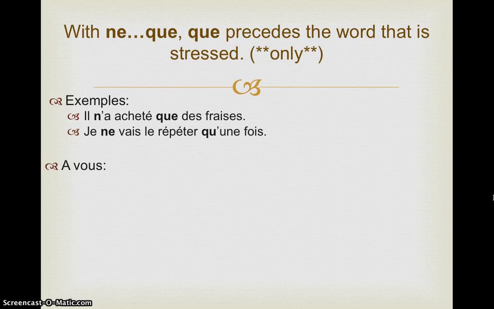Je ne vais le répéter qu'une fois. I am only going to repeat it one time. I'm going to repeat it only one time. So we put the que in front of the one time because that's the thing that's being stressed, the one time. Okay? We'll listen to the song Soul Man, the one that you really like, and you'll hear the ne que in that very frequently. So again, pause the video and see how you do on this last little bit of practice.